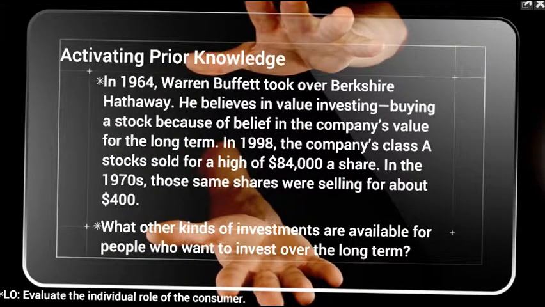In 1964, Warren Buffett took over Berkshire Hathaway. He believes in value investing, buying a stock because of a belief in the company's value for the long term. In 1998, the company's Class A stock sold for a high of $84,000 a share. In the 1970s, those same shares were selling for about $400. What other kinds of investments are available for people who want to invest over the long term?